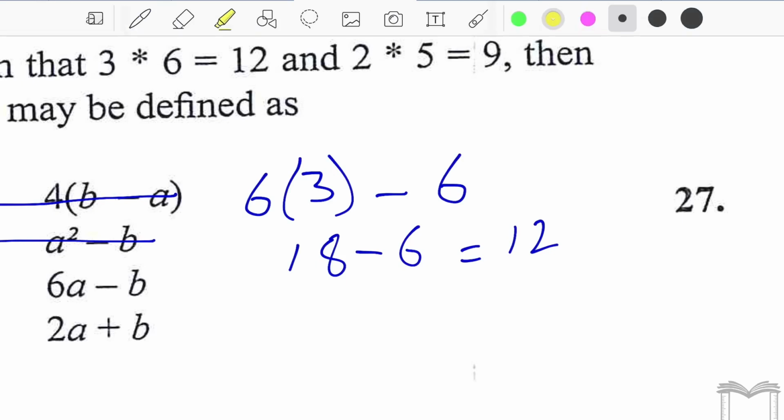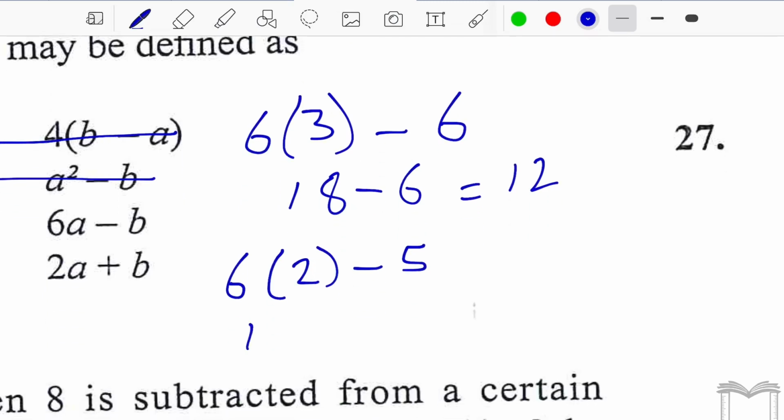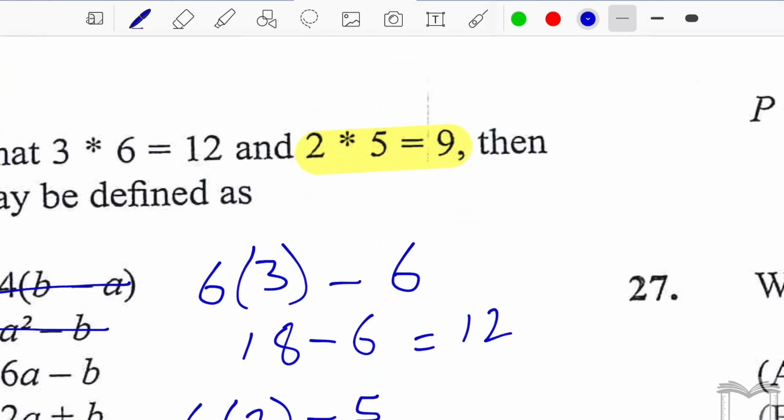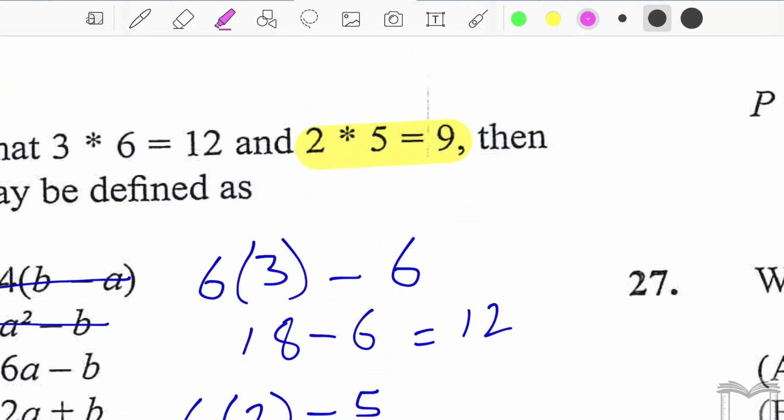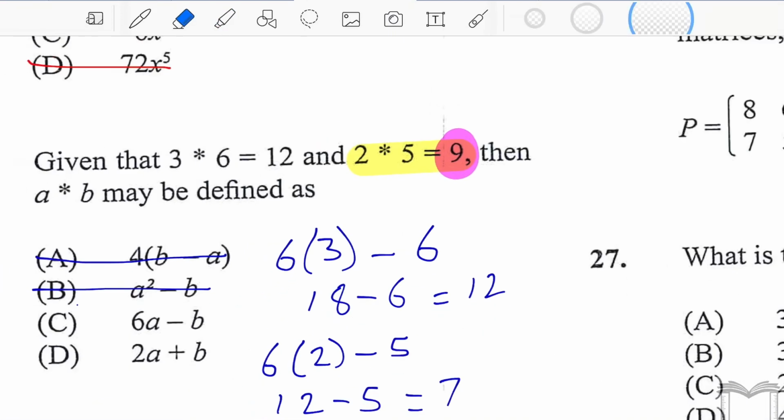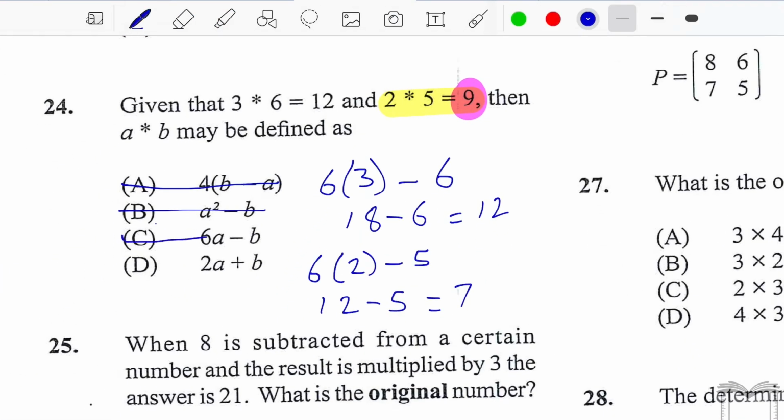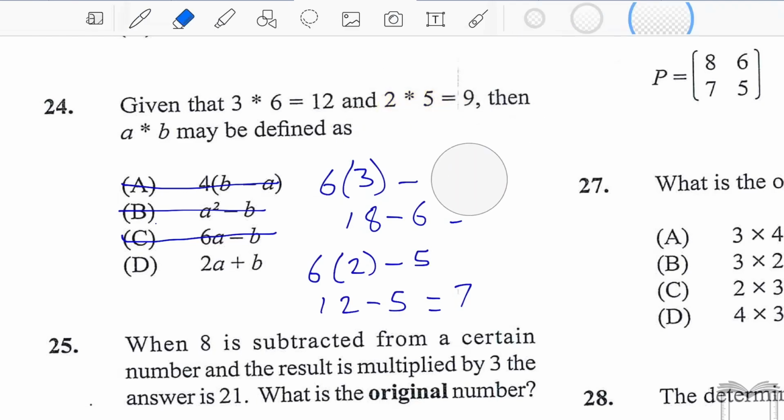Let's check the second part, which is this here. 6a minus b. So that's 6 times 2 minus 5. 6 2s are 12. 12 minus 5 is equal to 7. So this is not correct because the answer we have above is 9. So by elimination, it will be D. But let's still check D to ensure that our answer is correct.